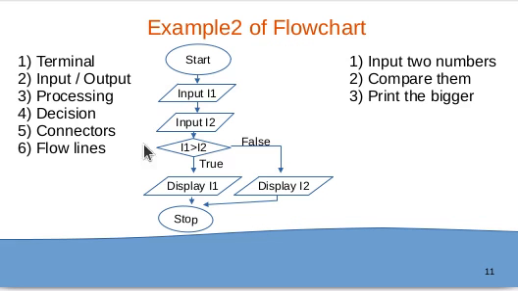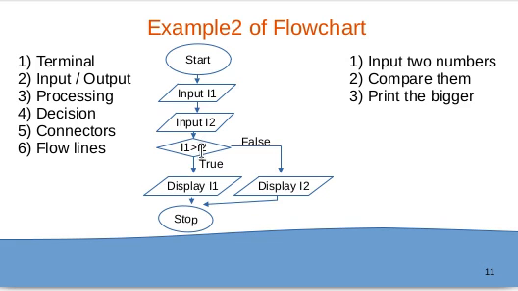Second example. This is the start. The program is input 2 numbers, then compare them and print the bigger. Then we will have to input the 2 numbers, first number, second number. Then we have to take this decision symbol. So this is a decision symbol. Here we are checking if I1 is greater than I2.